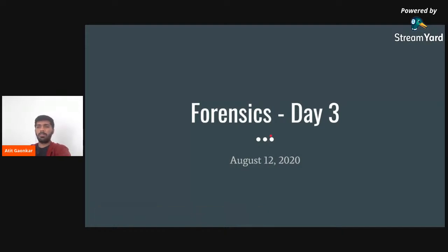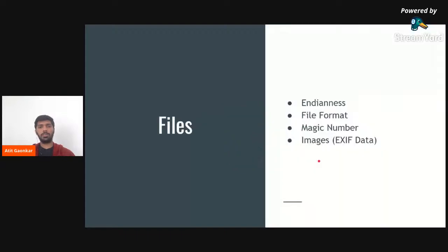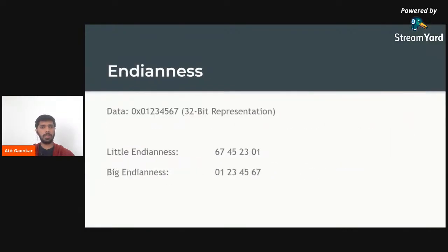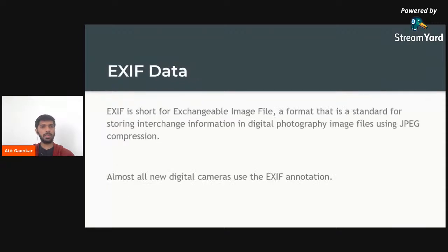Okay. So we'll do a recap of what we had done yesterday for the forensics class. Until then, we'll be waiting for the guys to come in. We started with a file system and what the endianness of a file is, the two representations of the endianness. Then we saw what file number and magic number are, how they are associated with each other. Then we looked at the EXIF data of image files, and we did a few hands-on for file formats, magic numbers, and EXIF data yesterday.